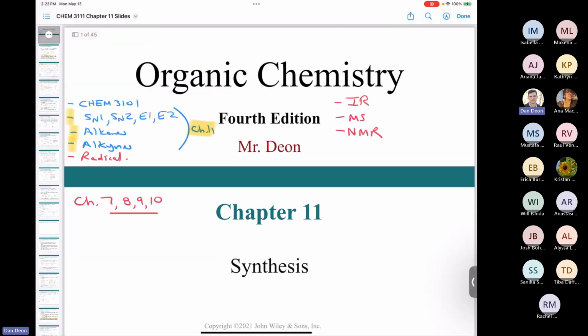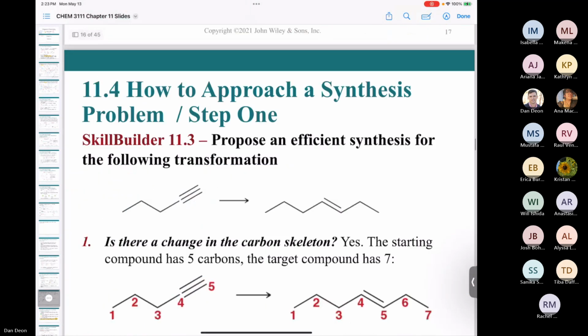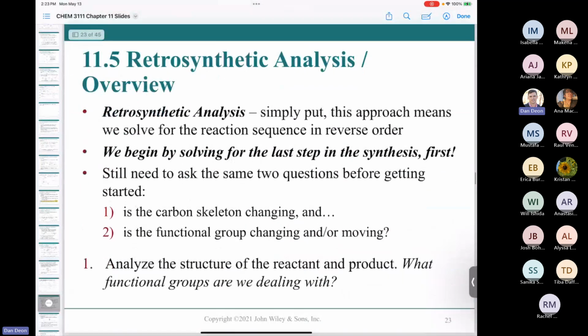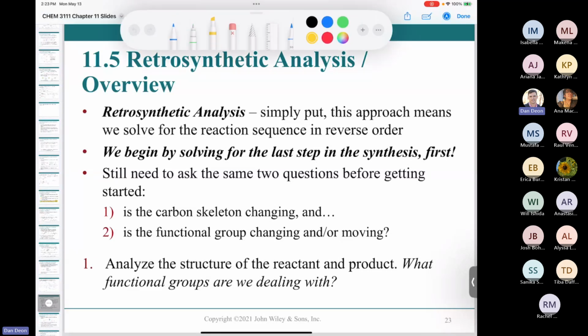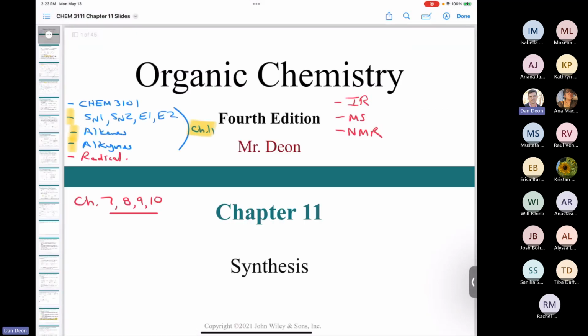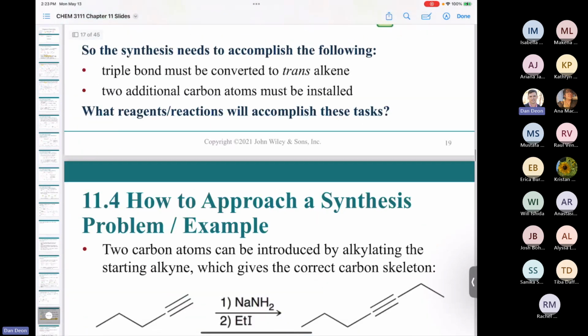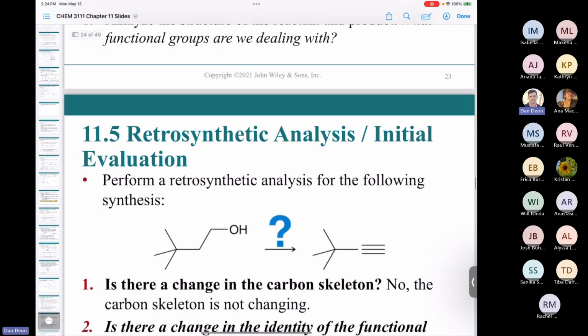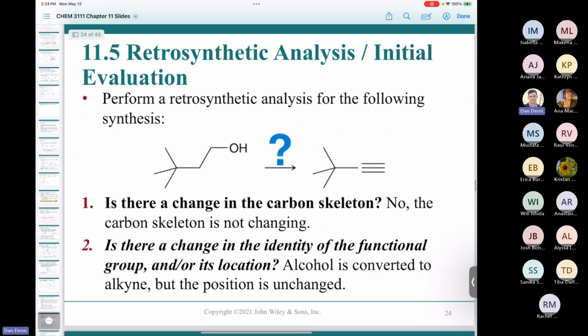So if we go back here, okay, so what do we say about that? It is right here. So retrosynthetic analysis is just the art of doing the last step first. Okay, so we solve the last step first, and then we keep going backwards. So as always, you're going to ask yourself, is there some kind of change to the carbon skeleton? Is it getting bigger? Is it getting smaller? And then analyze the functional groups and just say, okay, well, what do I have to do to move those around?